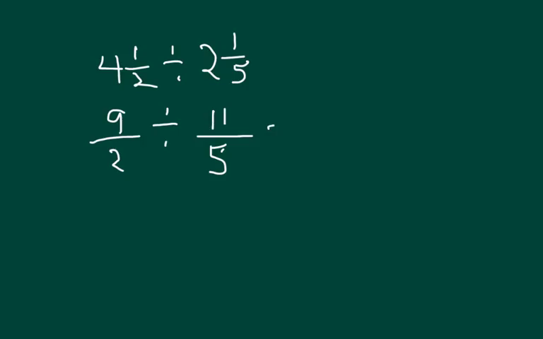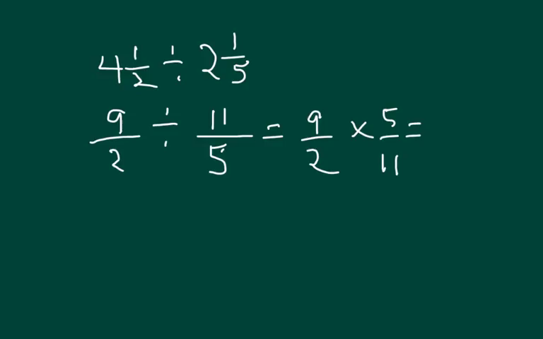And now I'm going to do the keep, change. Keep 9/2, change division to multiplication, and take the inverse of 11/5, which is 5/11. Wow, I got a lot of prime numbers here. 5 is prime, 2 is prime, 11 is prime. 9 is not prime. But the factors of 9 are 1 and 3 and 9, and that doesn't go into either 2 or 11. So I know this is going to be lowest terms when I do my multiplying.